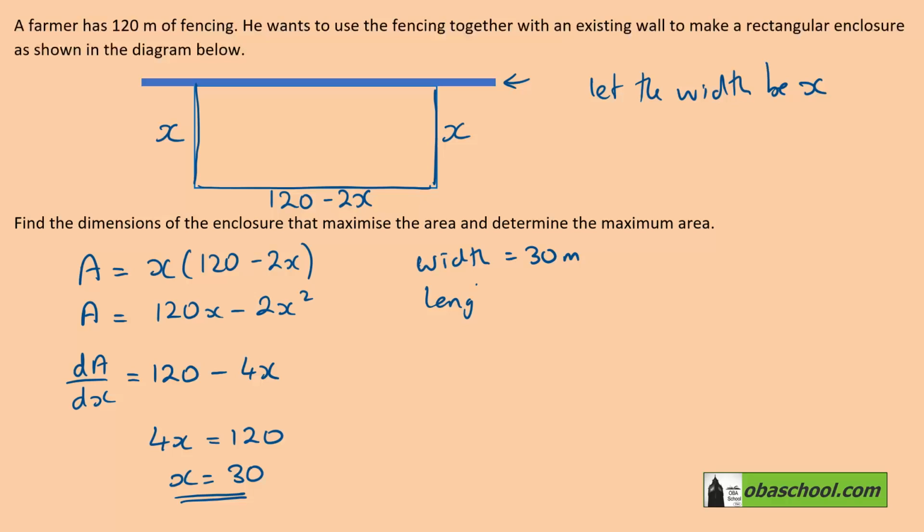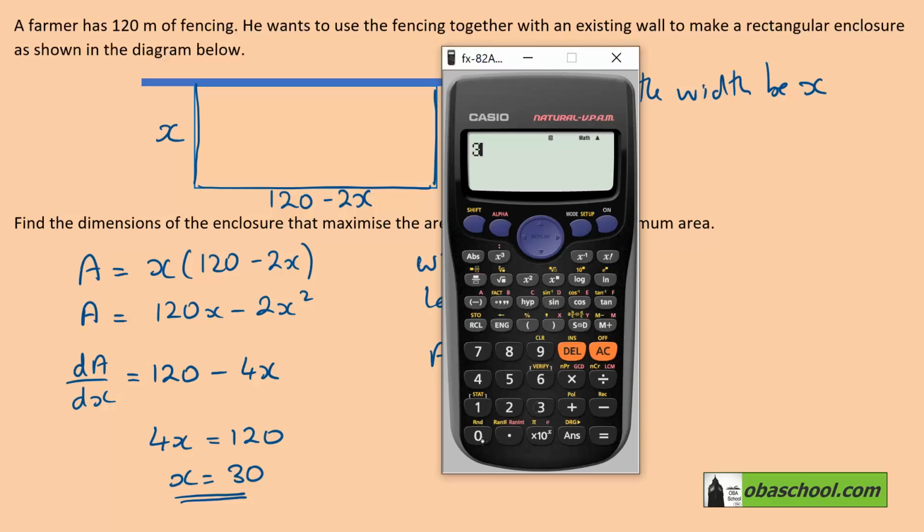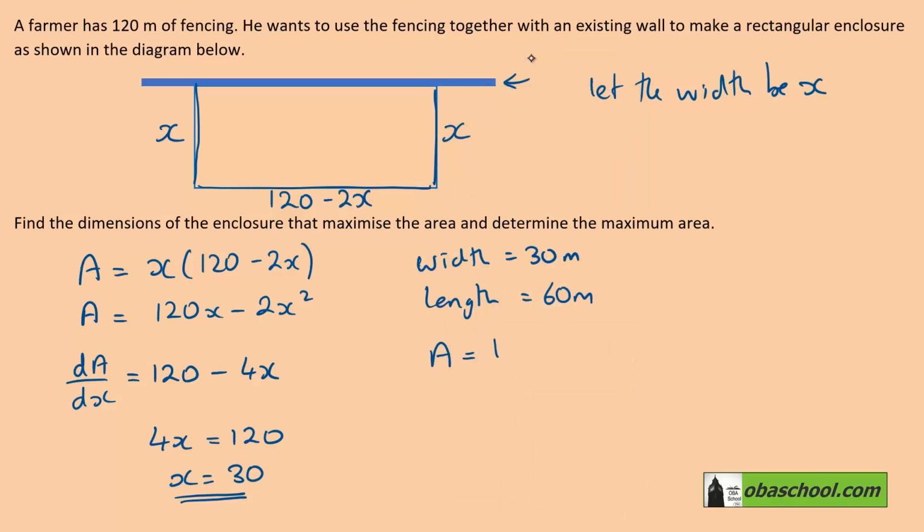The length would be 120 take away 2 lots of 30, 120 take away 60, so that's going to be 60 meters. And the area then is going to be 30 times 60, which is 1,800 square meters.